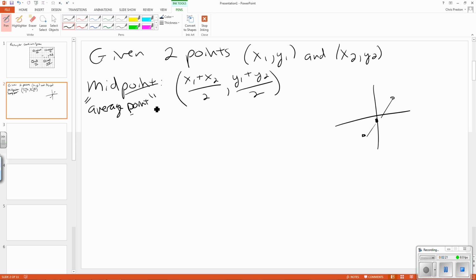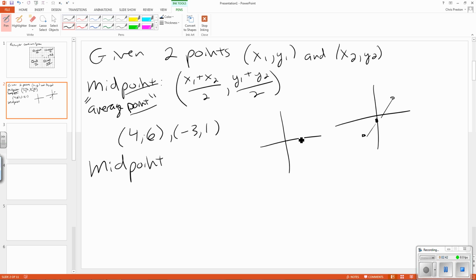Let's make that clear. This is a point, so it has an x-coordinate and a y-coordinate. It's a location. So let's say we had 4, 6, and -3, 1, and I said, okay, where's the midpoint? Where's the point halfway between those two? So 4, 6 is roughly somewhere up there. -3, 1 is roughly somewhere there. We're looking for something within this area, right? So if we don't get that answer, we know we did it wrong.